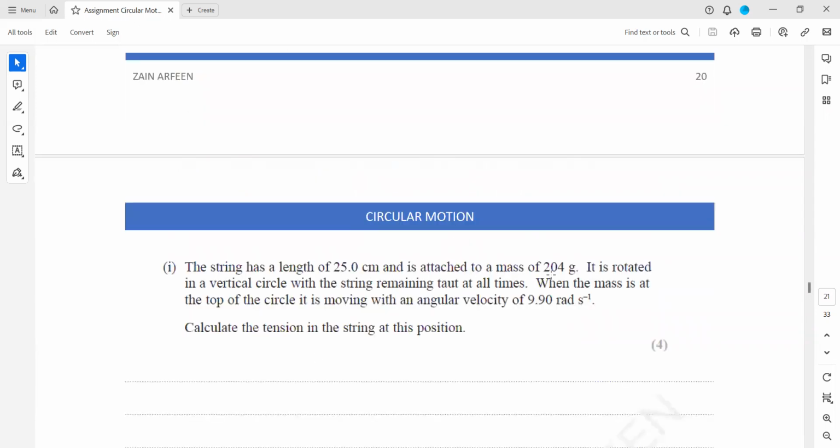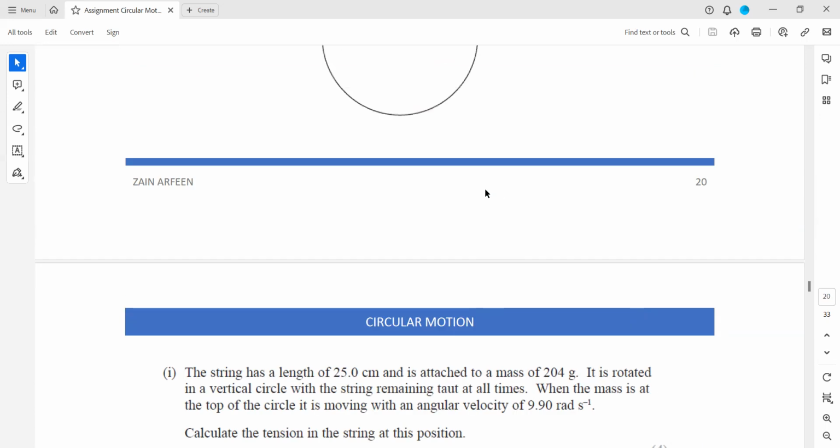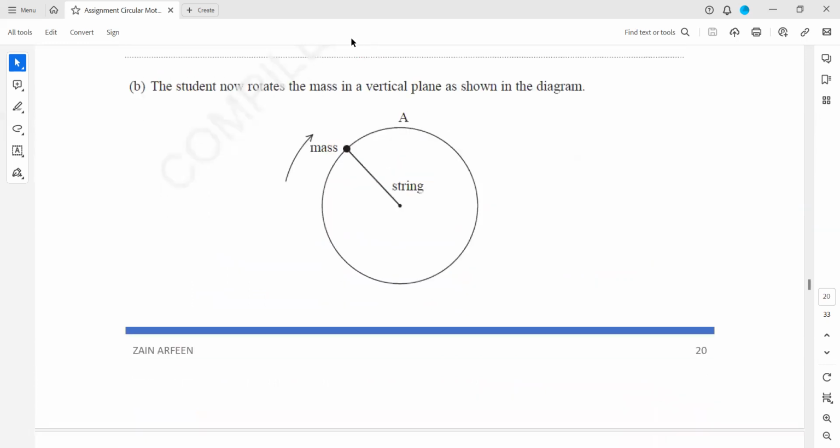and is attached to a mass which is 204 grams. It rotates in a vertical circle, and the string remains taut at all times, so it continues to move. When the mass is at the top, it is moving with an angular speed of 9.9 radians per second. Calculate the tension in the string. How to do this question? When it is at position A.